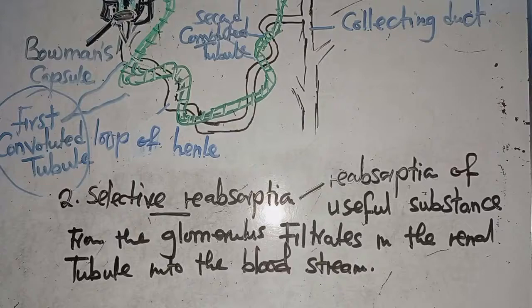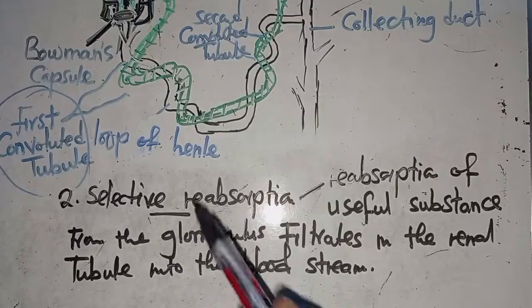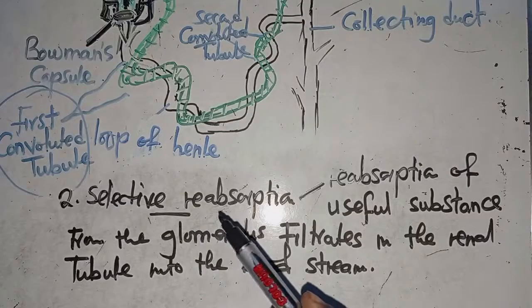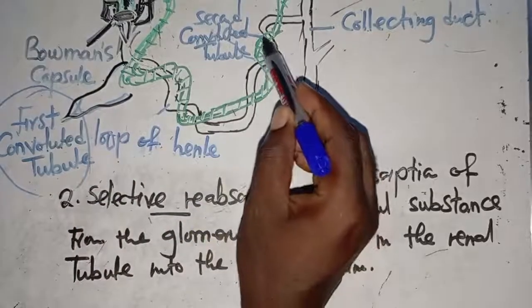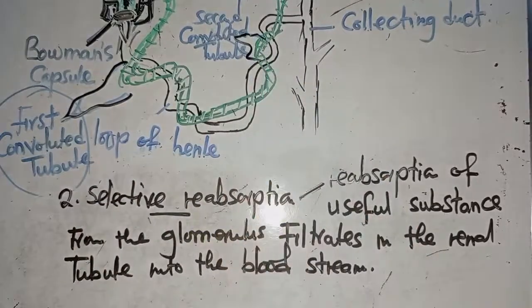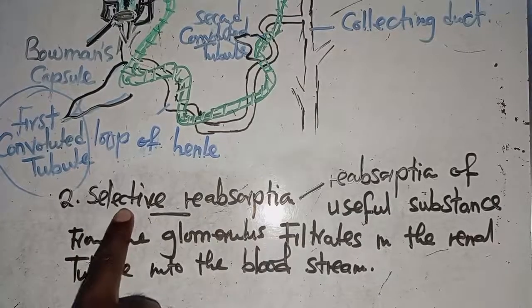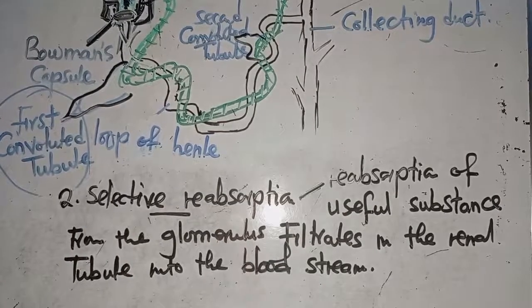And you need to understand that this gets to occur in those folded regions. So where are we having those folded regions? It is here, this part here, and this other part. This is where we've got the folded regions. So this selective reabsorption gets to happen in those two parts here.